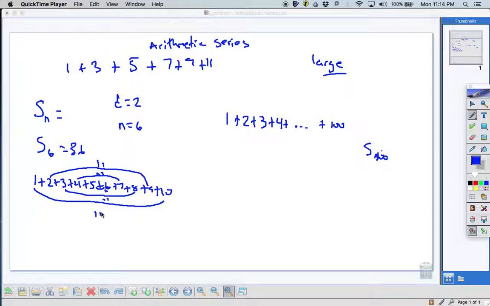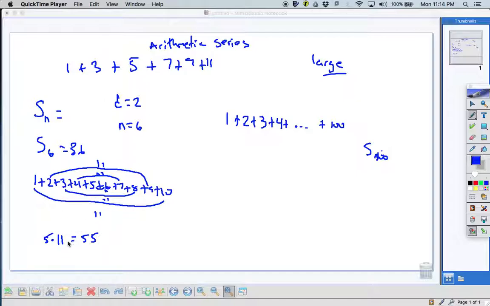And what we're going to end up doing is saying, you know what, I don't actually have to add up all these numbers. All I know is that there are 1, 2, 3, 4, 5 pairs of 11. So if I take 11 and multiply it by 5, the answer should be 55. I don't have to add them up individually, because I know there are 5 sets of 11. And that's what we're going to do in general.